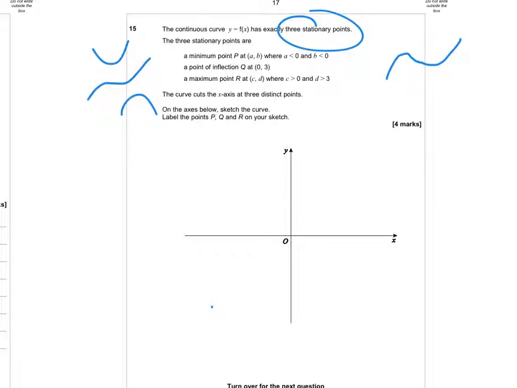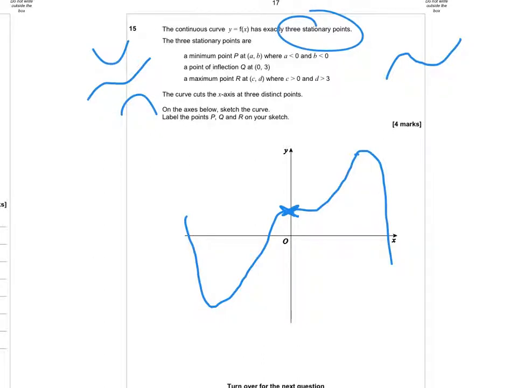Point of inflection at 0, 3. Oh, that would be 3, 0. 0, 3 is there. So that's my point of inflection. And a maximum point somewhere here. So it's minimum point, point of inflection, maximum point. And it cuts the x-axis at 3 distinct points. So you can have your minimum, your point of inflection, your maximum. It's going to look something like that.